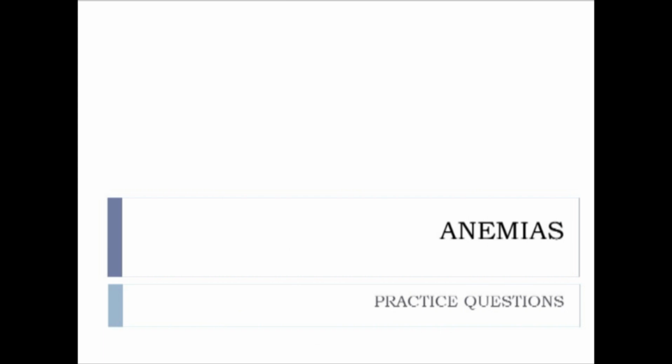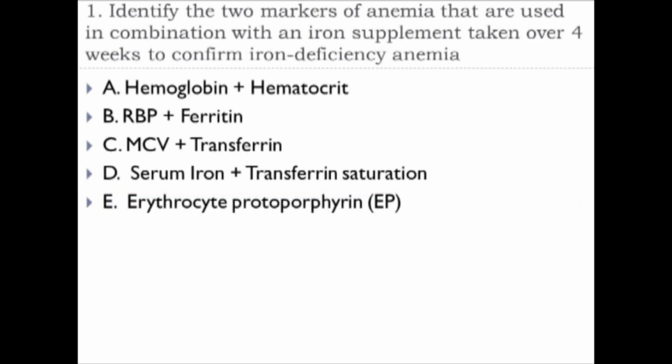Okay, now this is the end of the lecture, and I want to do some anemia practice questions with you. First question: identify the 2 markers of anemia that are used in combination with an iron supplement taken over 4 weeks to confirm iron deficiency anemia. Pause here and select your answer. The correct answer is A. Hemoglobin and hematocrit are approved by the American Medical Association as 2 good variables to follow once iron supplementation is given. If these 2 markers improve, then it confirms iron deficiency anemia.